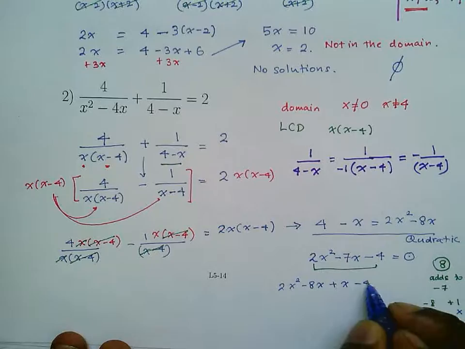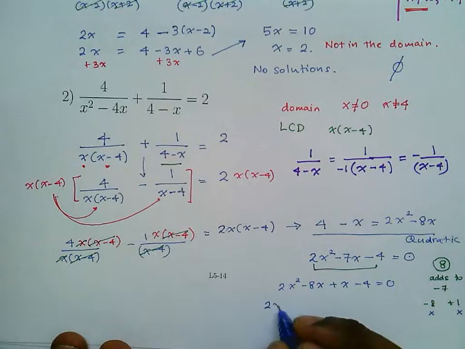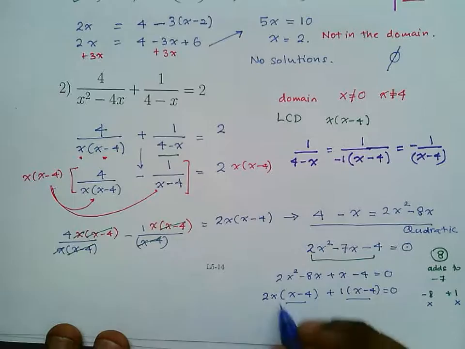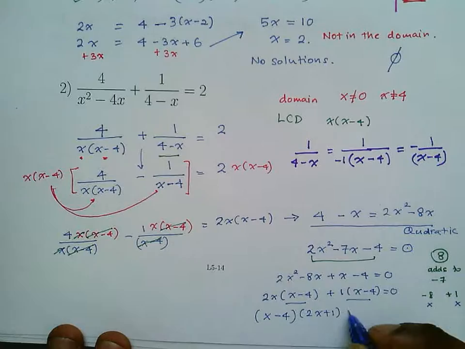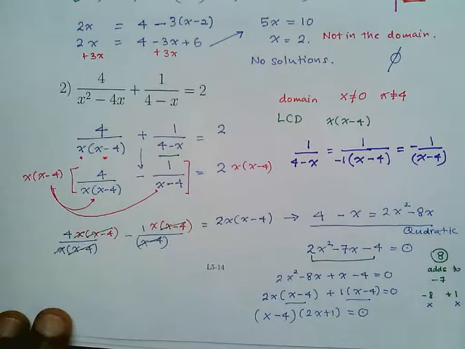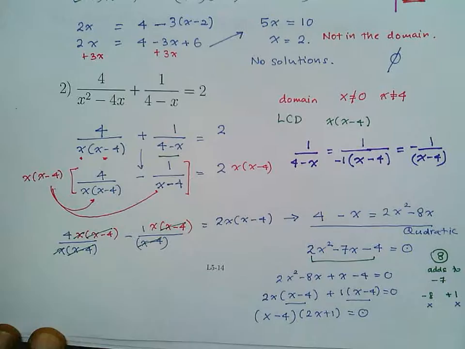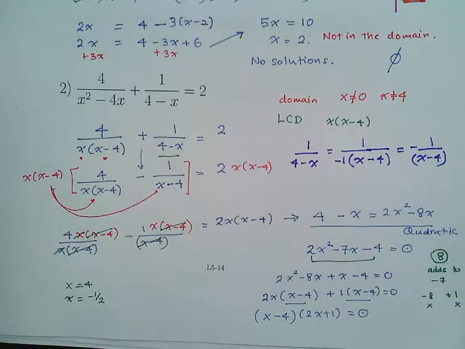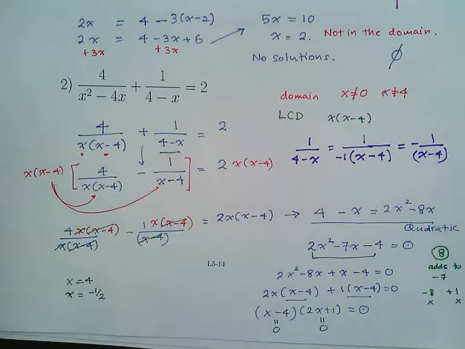And then take the common factors here, 2x times x minus 4 plus 1 times x minus 4 is equal to 0. x minus 4 is a common factor, take it out, x minus 4 times 2x plus 1 is equal to 0. So that's how you factor it. And now you can see we almost solved the quadratic equation. The answer you get should be x equals 4 and x equals negative 1/2. So what you do is you set this equal to 0, you set this equal to 0, and then solve it.